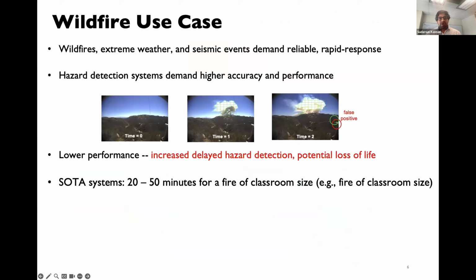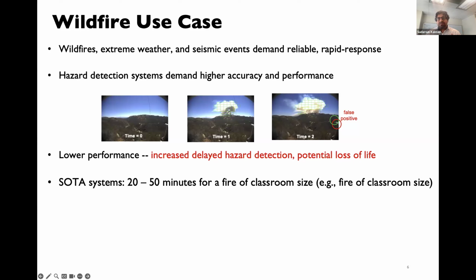For example, I'm showing you three images at time 0, time 1, and time 2, taken from a real hazard workflow. At time 1, you can see that all the green boxes show an actual wildfire. But if you use current systems with low accuracy, at time 2, you could see that there are some false positives that could be detected.